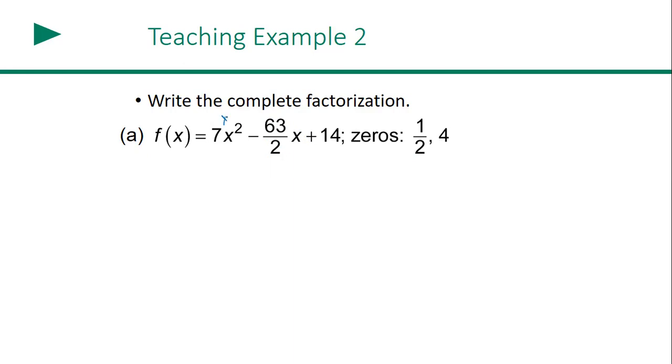So to get rid of the 2, how do I get rid of a 2? Multiply every term by 2. So we're going to multiply every term by 2. 7 times 2 is 14x squared. This is going to cancel out, so now we're just left with 63x. 14 times 2 is 28.